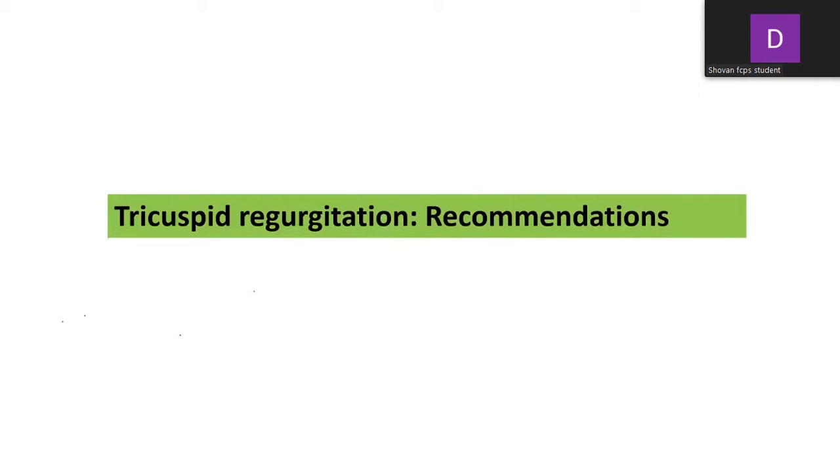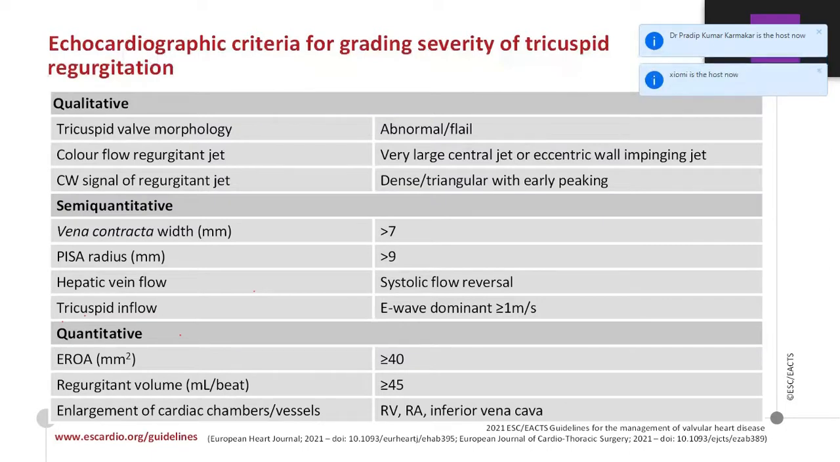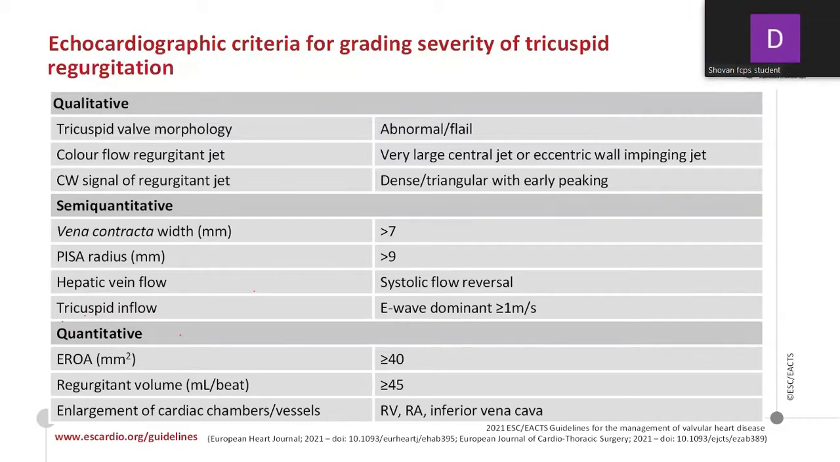Now, I will say some recommendations regarding tricuspid regurgitation. Again, in this guideline there are no criteria for mild, moderate, severe, but they give some parameters for how we assess the severity of tricuspid regurgitation. Like mitral and aortic regurgitation, here there are also qualitative, semi-quantitative, and quantitative parameters. Qualitative parameters include tricuspid valve morphology, color flow jet, and continuous wave signal. Semi-quantitative include vena contracta, PISA radius, hepatic vein flow, and tricuspid inflow. And quantitative parameters include effective regurgitant orifice area and regurgitant volume.